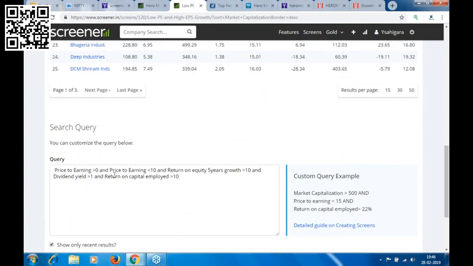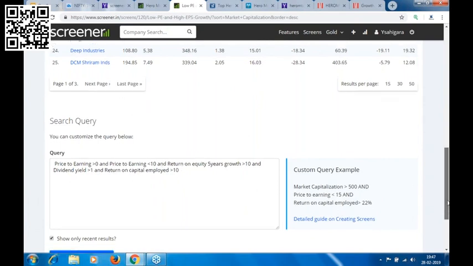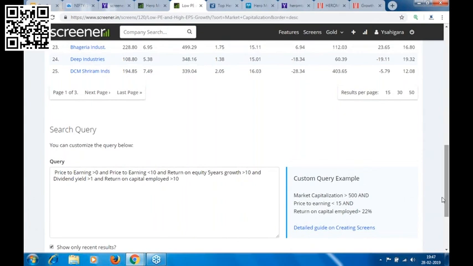See, this is the query that they have built up. The price to earning is greater than 0 and price to earning is less than 10. Return on equity 5-year growth is greater than 10. Dividend yield is greater than 10. Return on capital employed is greater than 10. So like this, you can make your own. You can customize your own screeners to find out fundamentally strong companies.